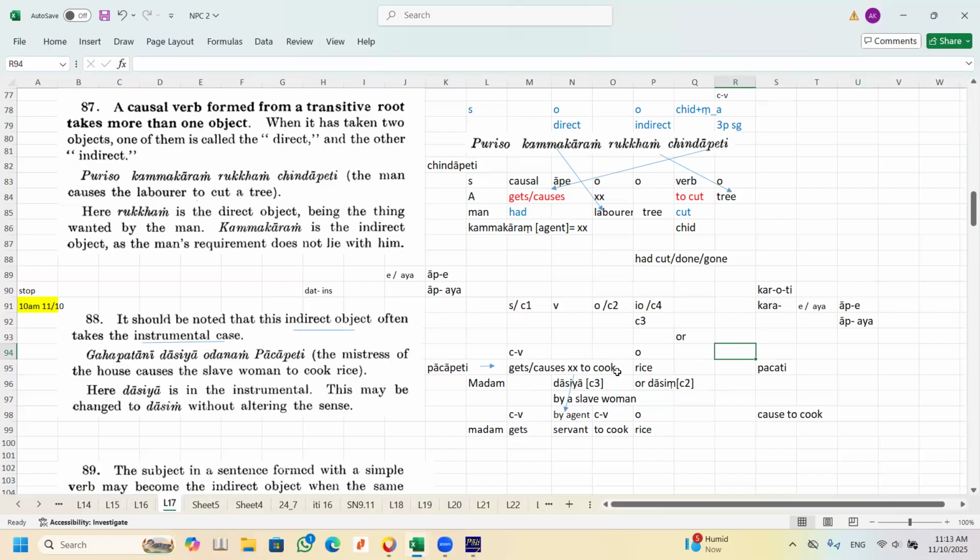In this case, to cook. Can you see here? This is get to cook, because the root pac is to cook. Can you see pac is to cook? The ape is the causative, meaning get, and then this is the object. That means get the slave to cook rice.